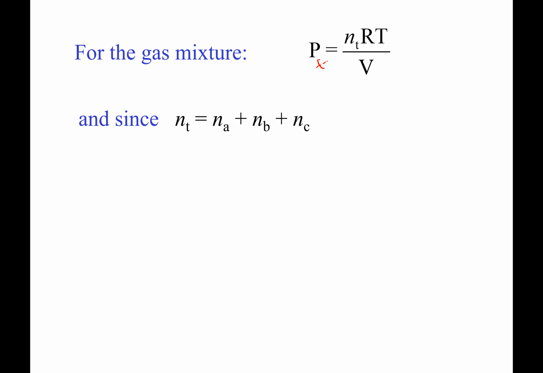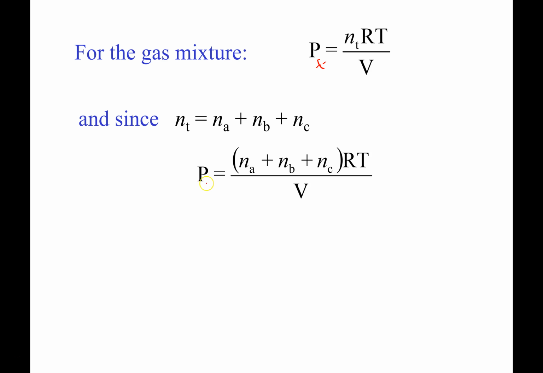Now, I'm going to do a little math thing. I'm going to take this quantity, the sum of n sub A, n sub B, n sub C, those are moles of gas A, gas B, gas C, and substitute it in there for n sub T. It looks like this. I think it's called the distributive property. I'm not sure. But I'm going to miss my little T here.